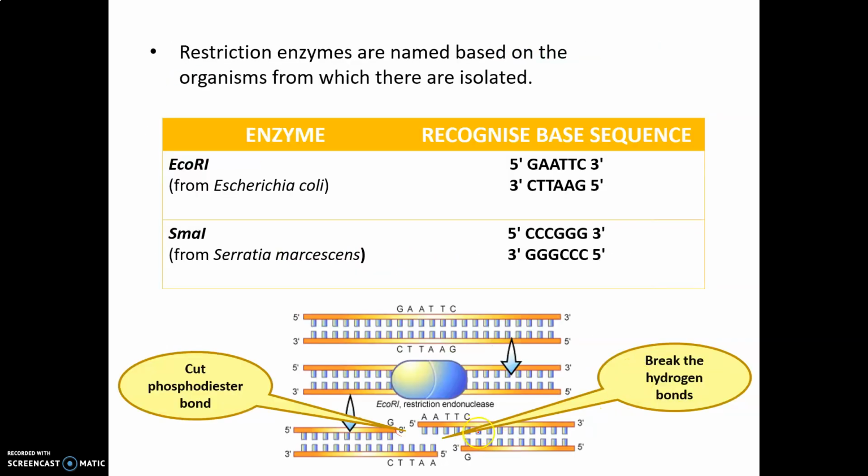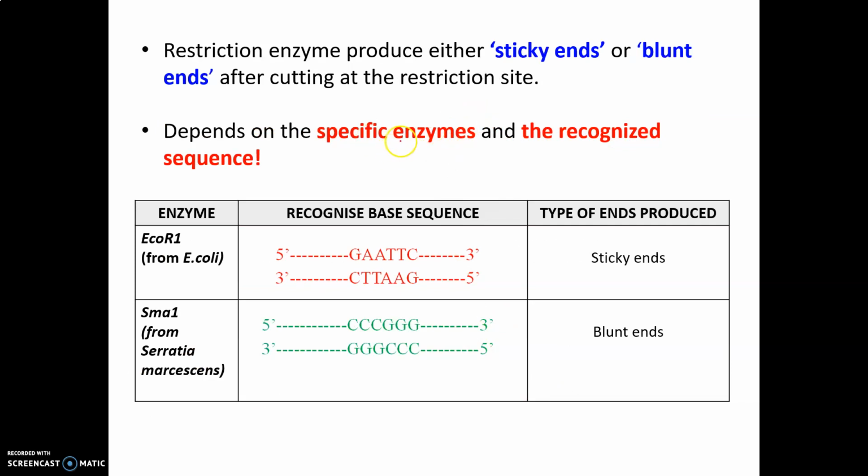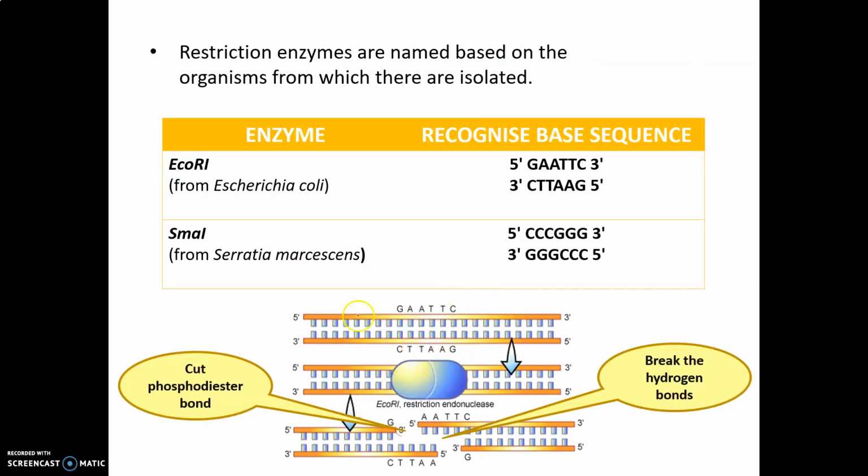Okay, you see, if you look at the result of this cutting, because of the restriction enzyme earlier, it will recognize a specific sequence, and it will produce either sticky ends or blunt ends. For SmaI, it will directly cut, it will break the hydrogen bond between C and G. It will produce a straight cut like this. But for EcoR1, it will break the phosphodiester bond and break the hydrogen bond between bases A and T, and it will produce what we call a sticky end. It is sticky because of this overhang sequence.